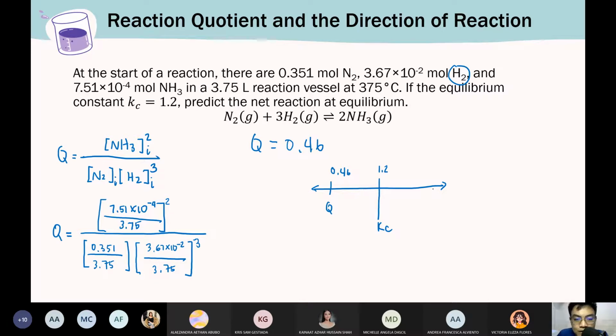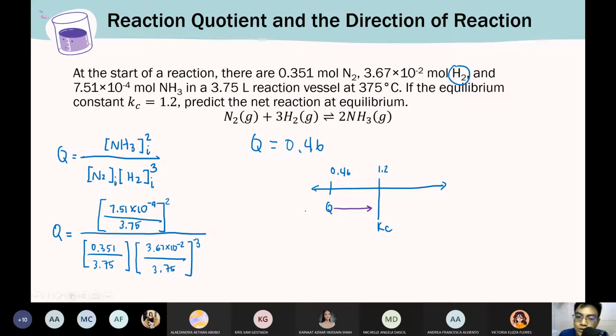So I just create this number line. In the middle, I have the KC. And then yung Q, ito yung na-solve natin. Ngayon, if you want your Q to be K, it needs to move to the right direction. Kailangan niya pumunta to the right so that it will meet the KC. So what does that mean in terms of the direction of reaction? Does it go to the product side or to the reactant side?